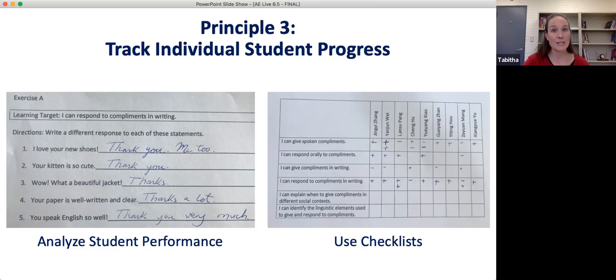So I will acknowledge this is really difficult to do on the individual student level in a large class. But you can still use a checklist to kind of track class progress overall, but it's really hard to do if you have 45 names or something that you need to try and track. And that's just one of the challenges of having a large class. Some of the individualization gets lost.